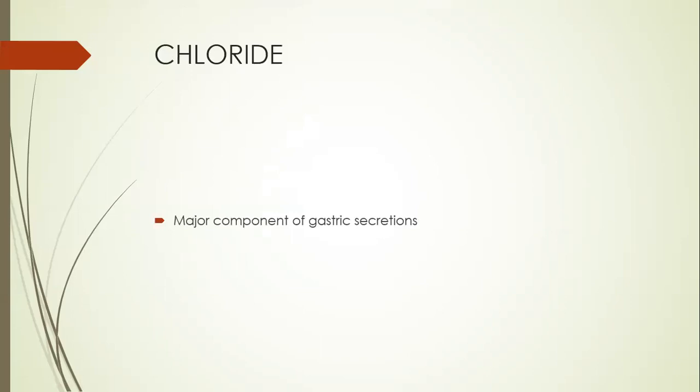Next is the anion. We have completed the cations. Next is the anion, chloride. Chloride is the major component of gastric secretion. Why? Because hydrochloric acid is abundant in gastric secretion, and chloride is also seen in the ECF. You can see potassium, sodium are seen in ECF, and chloride is seen in ECF. So they may combine and form normal saline, or it can be in the form of ions when necessary.